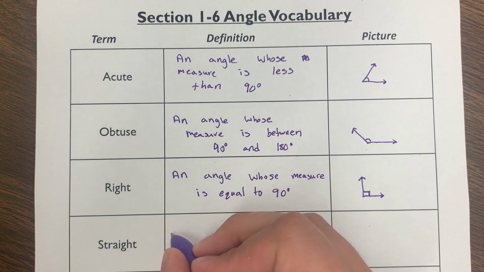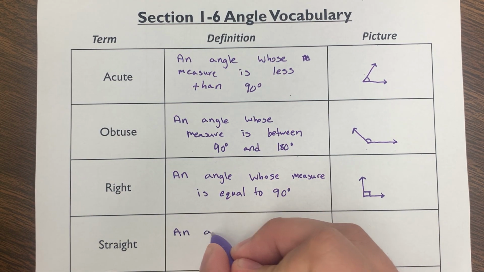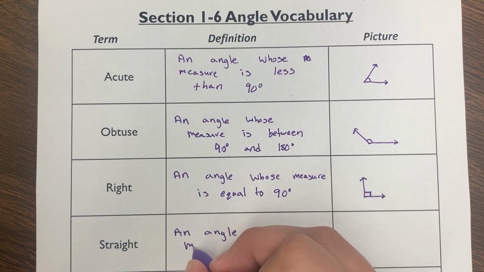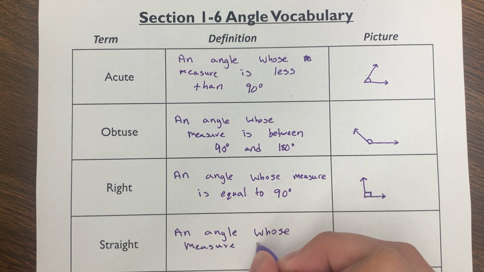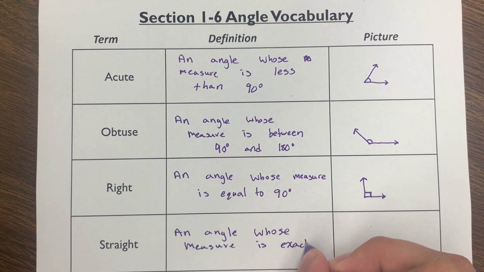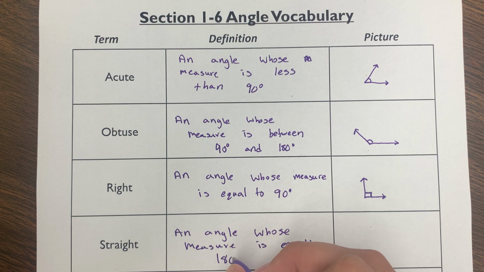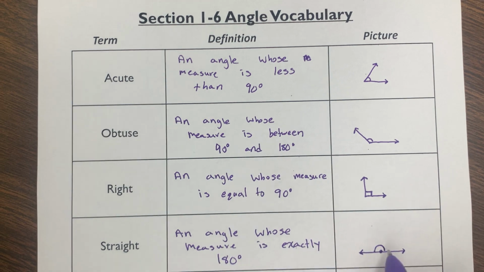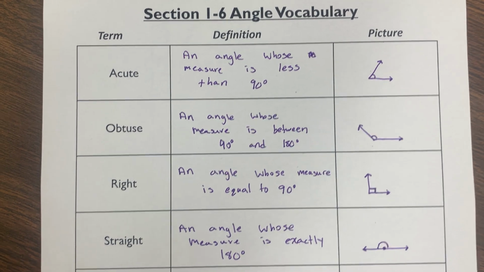And the last one is a straight angle. It's an angle whose measure is exactly 180 degrees. And that's going to look like this. So it's just a vertex, and it goes straight out in both ways. It's perfectly straight, kind of like, I mean, it is a line. It's essentially a line, but we also know it's considered a straight angle. I'm going to put that there just to represent that we are talking about an angle.